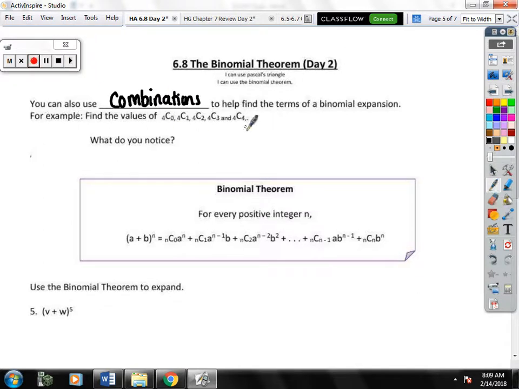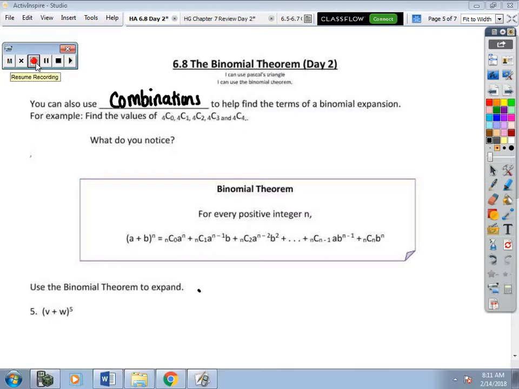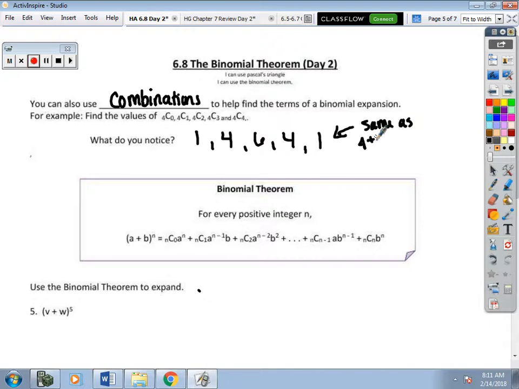So find the values of all of these combinations: 4C0, 4C1, 4C2, 4C3, and 4C4 using your calculator, and see what you notice about those numbers. Going from 4 combination 0 all the way to 4 combination 4. What do we get? What do we notice about the numbers? Abby? It's the same pattern as the triangle. Good. You should have gotten 1, 4, 6, and then 4, 1, which is the same thing as the 4th row of Pascal's triangle.